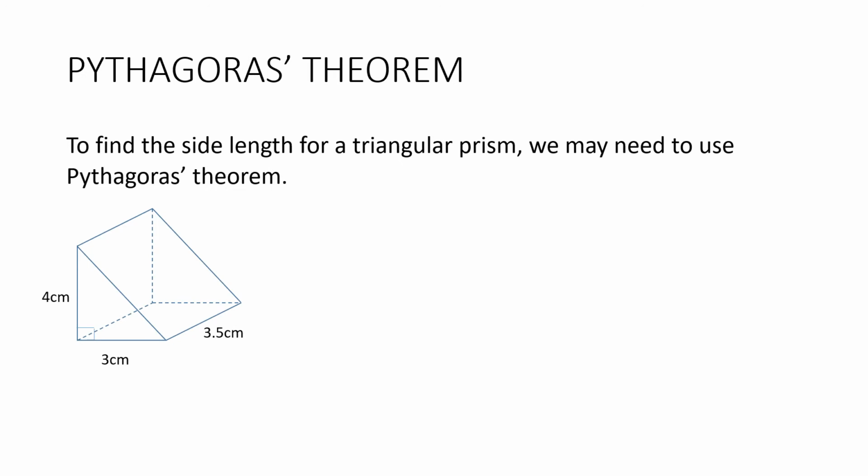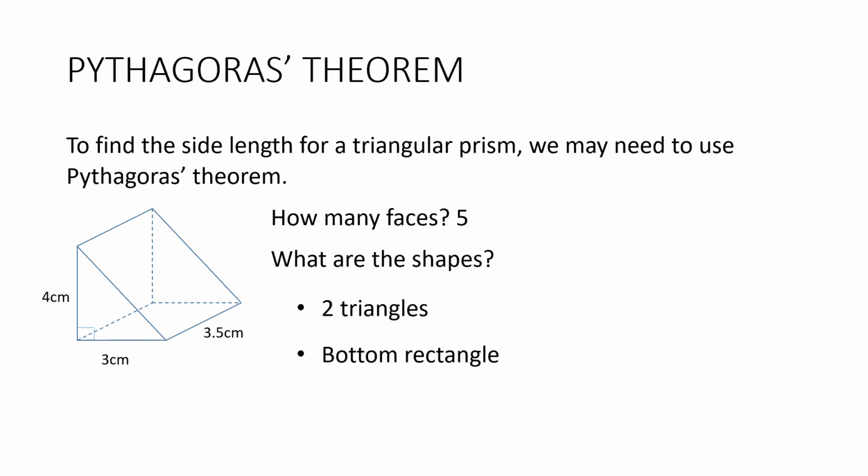Now, to find the side length for a triangular prism, we may need to use Pythagoras' theorem. Have a look at this question. How many faces are there? There are 5. What are the shapes? Well, there's a triangle front and back, and they're going to be equal, aren't they? Then there is the bottom rectangle, there's a left-hand side rectangle, and then there's a right-hand side rectangle. Okay, let's see what we can work out.